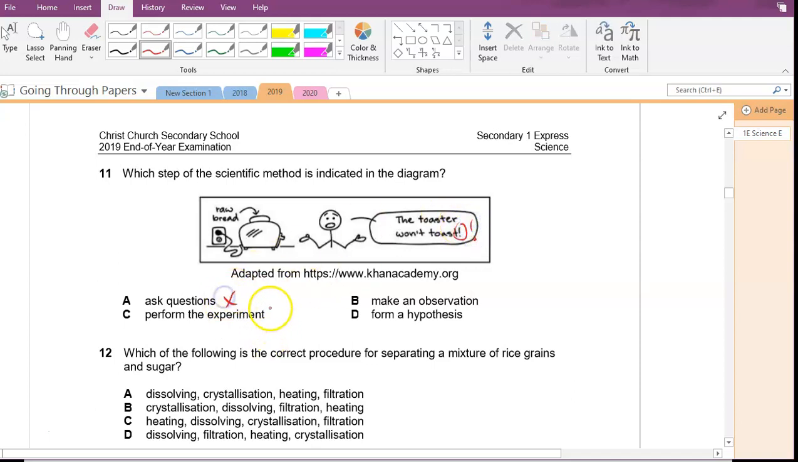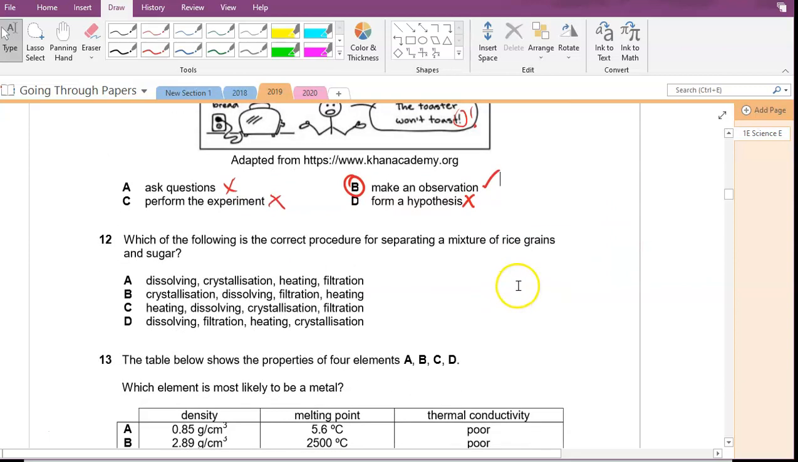So nope. Is he performing an experiment? Nope. Is he forming a hypothesis? Okay, there was no question to answer. Nope. So therefore the answer is making an observation. So when he put the bread in, the bread came out as raw bread. So this was an observation that he has made. Now next one, question 12.